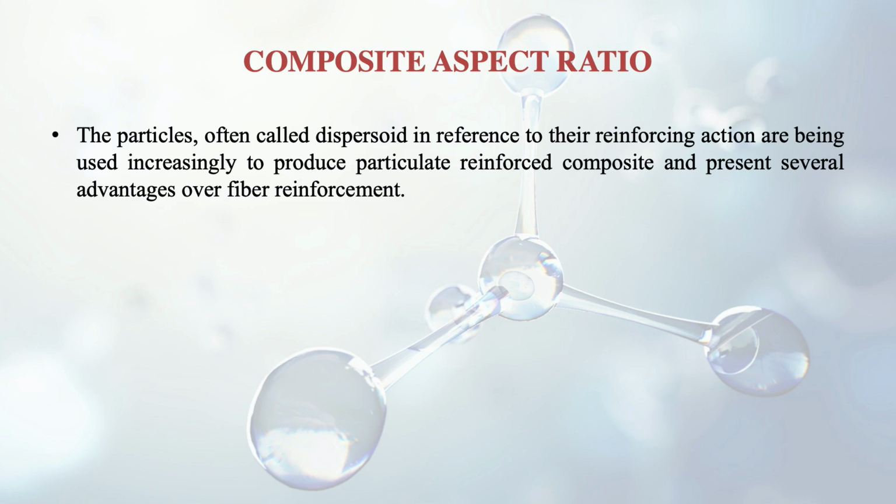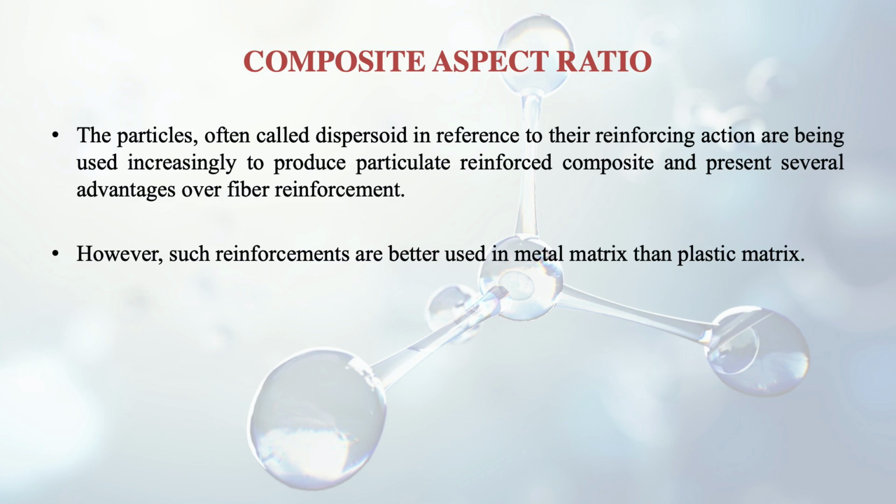So now we will discuss about it. The particles, often called dispersoid in reference to their reinforcing action, are being used increasingly to produce particulate reinforced composite, which we discussed just now, the particulate type where the aspect ratio was lesser than 10. And these actually present several advantages over the fiber reinforcement. They are better even than the fiber reinforcement. But such reinforcements are better used in metal matrix than the plastic matrix. So such kind of particulate reinforced composite are much useful in the case of metal composite rather than plastic composite.